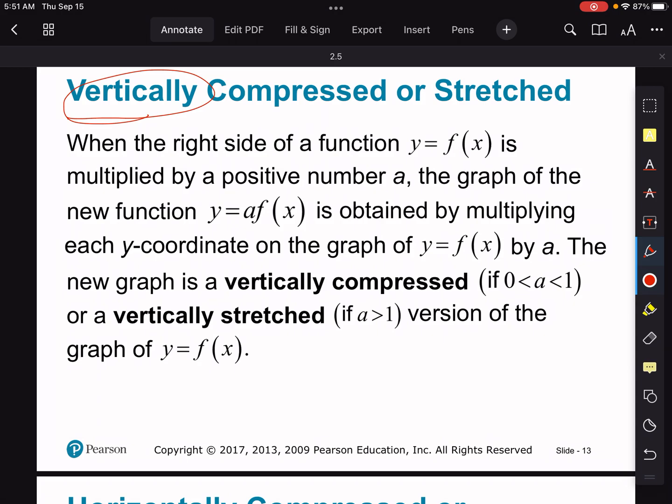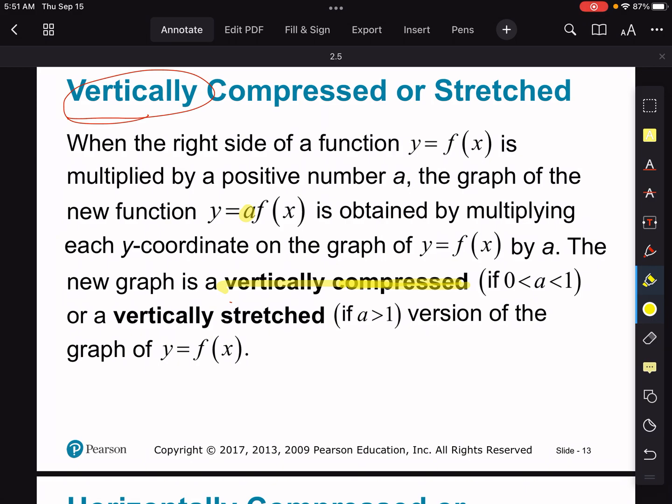Okay, so if we put something out in front of our function, but don't include it inside of our function, that's going to be vertical. So that's what this is describing. This is saying that vertical compressions happen when we multiply our function by something on the outside. Okay, if that thing is between 0 and 1, so if it's like a fraction between 0 and 1, it's going to be a vertical compression.